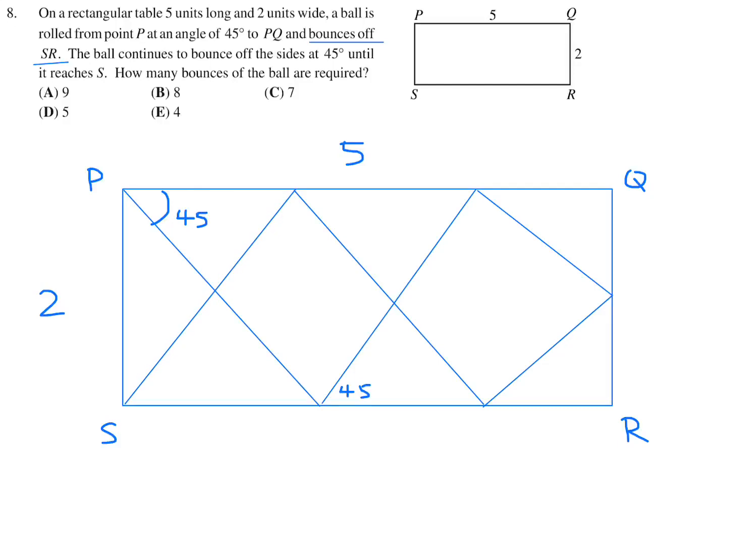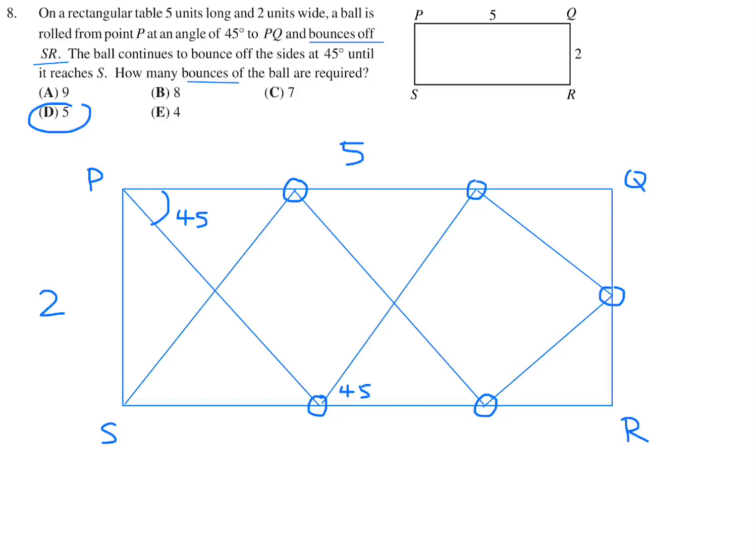So what they're asking for is how many bounces of the ball are required. Well, let's count the number of bounces. Initially it came here, so that's 1 bounce. Then it came here, 2 bounces, 3 bounces, 4 bounces, 5 bounces. So the answer is 5.